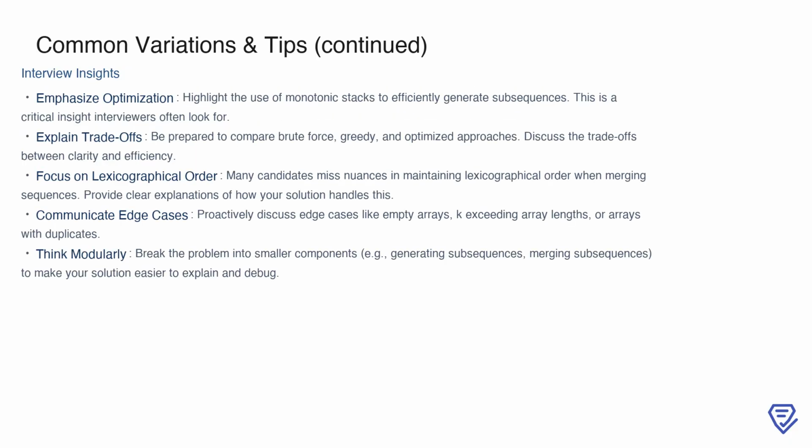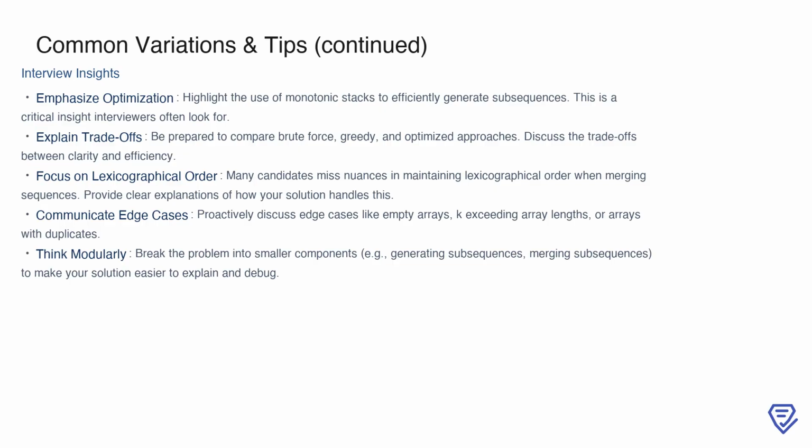From an interview perspective, there are a few key points to emphasize. First, optimization is crucial. Highlight your use of monotonic stacks to efficiently generate subsequences, as this is a technique interviewers often look for. Be prepared to explain the trade-offs between different approaches, such as brute force, greedy algorithms, and optimized solutions, discussing how clarity and efficiency play a role in each. It's also important to focus on maintaining lexicographical order when merging sequences, as this is a detail many candidates overlook. Make sure to clearly articulate how your solution handles this challenge.